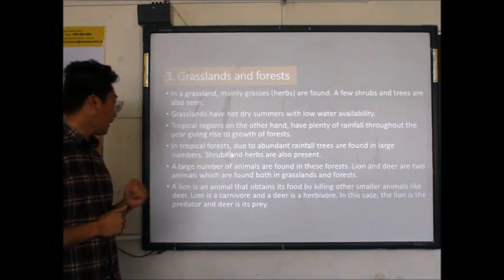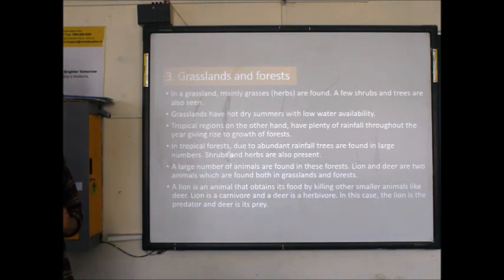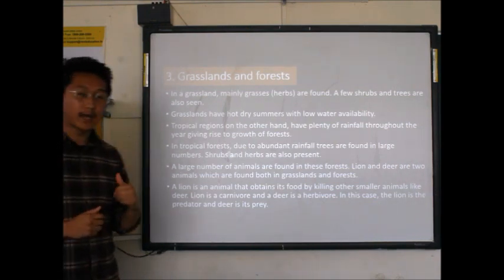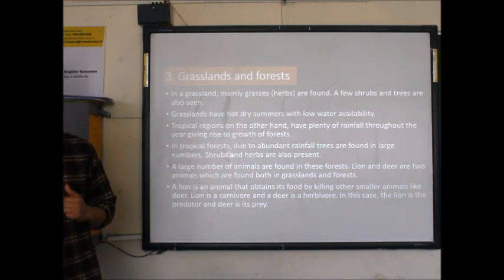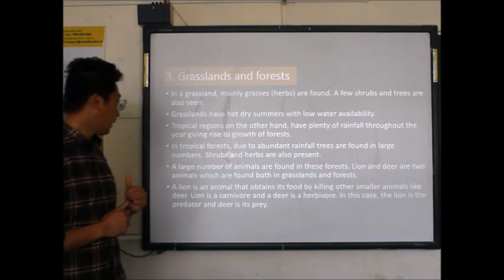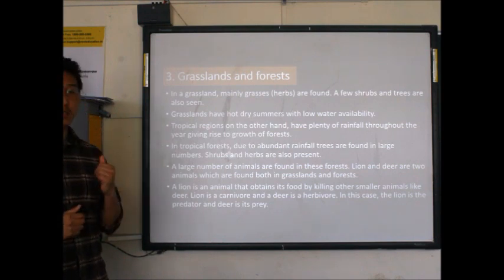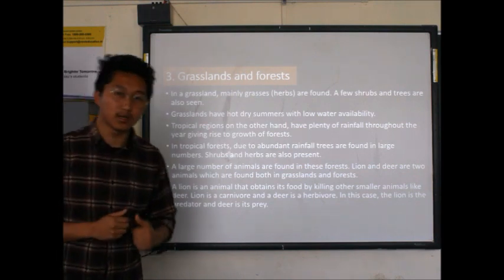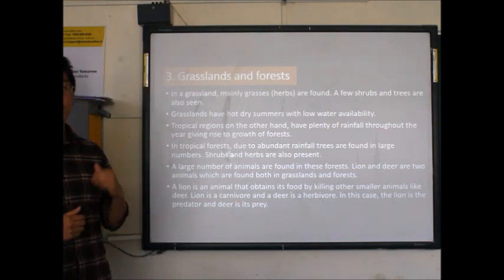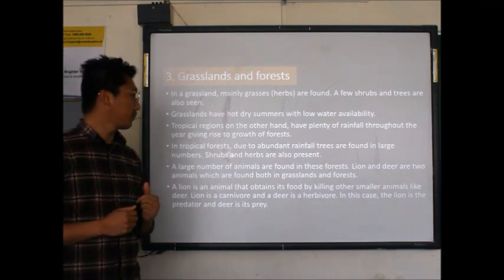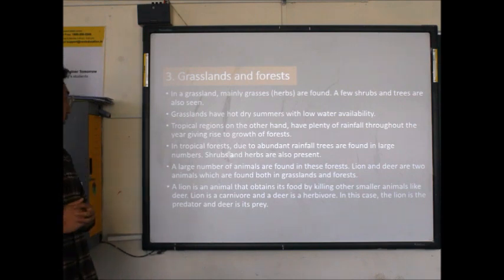In this case, the lion is predator and deer is its prey. Predators are those animals which kill other small animals for their food. Predator is large in size and it kills its prey. In this case, prey is a deer. Prey are those animals which are killed or eaten by their predator.